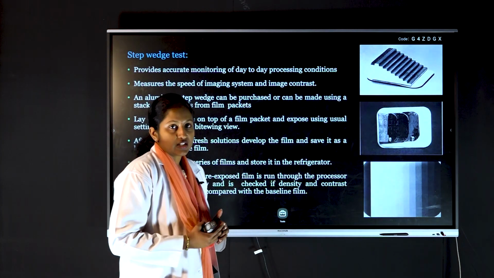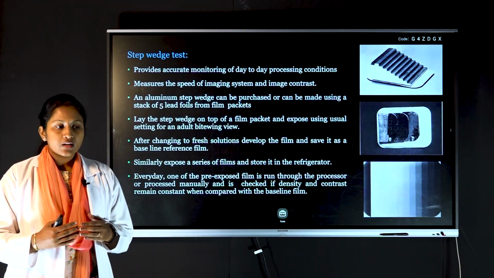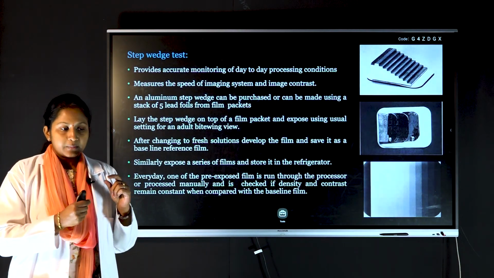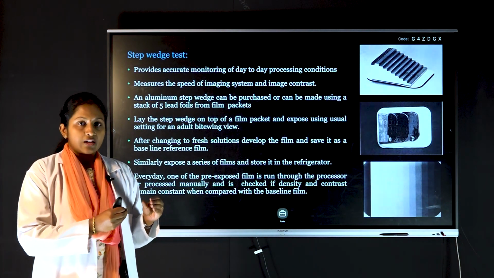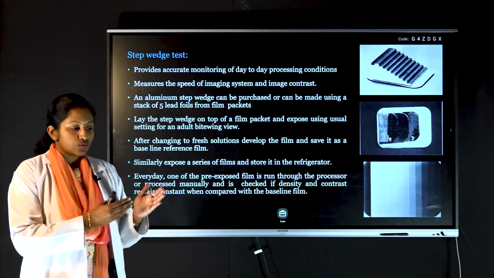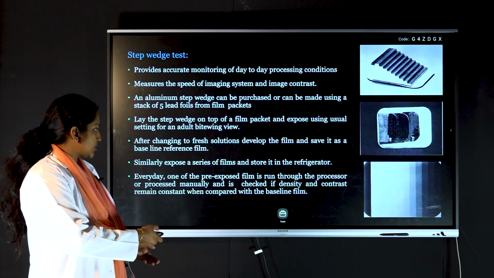Next is the step wedge test. For this, either an aluminum step wedge can be used, or the lead foils which are present in the film packets can be folded and made into a step wedge pattern, which can be placed upon the unexposed, unwrapped film. This is then exposed and processed, so that we get grayscales of various patterns as seen in this picture.